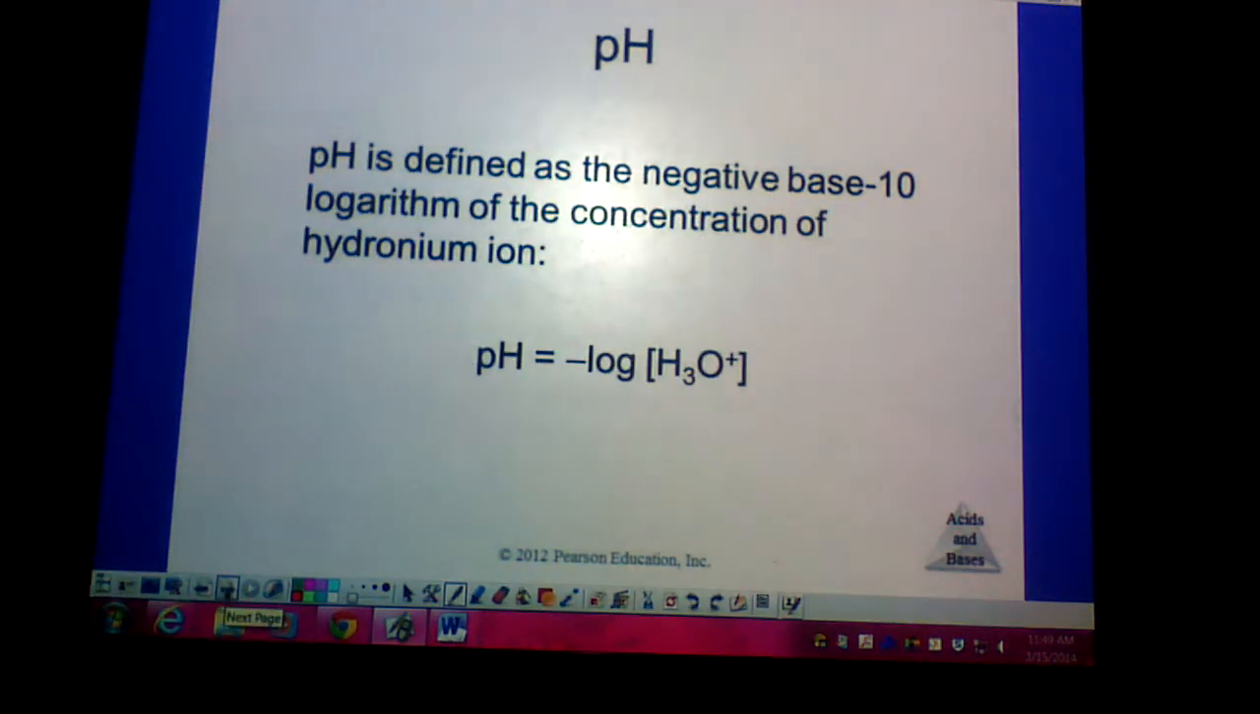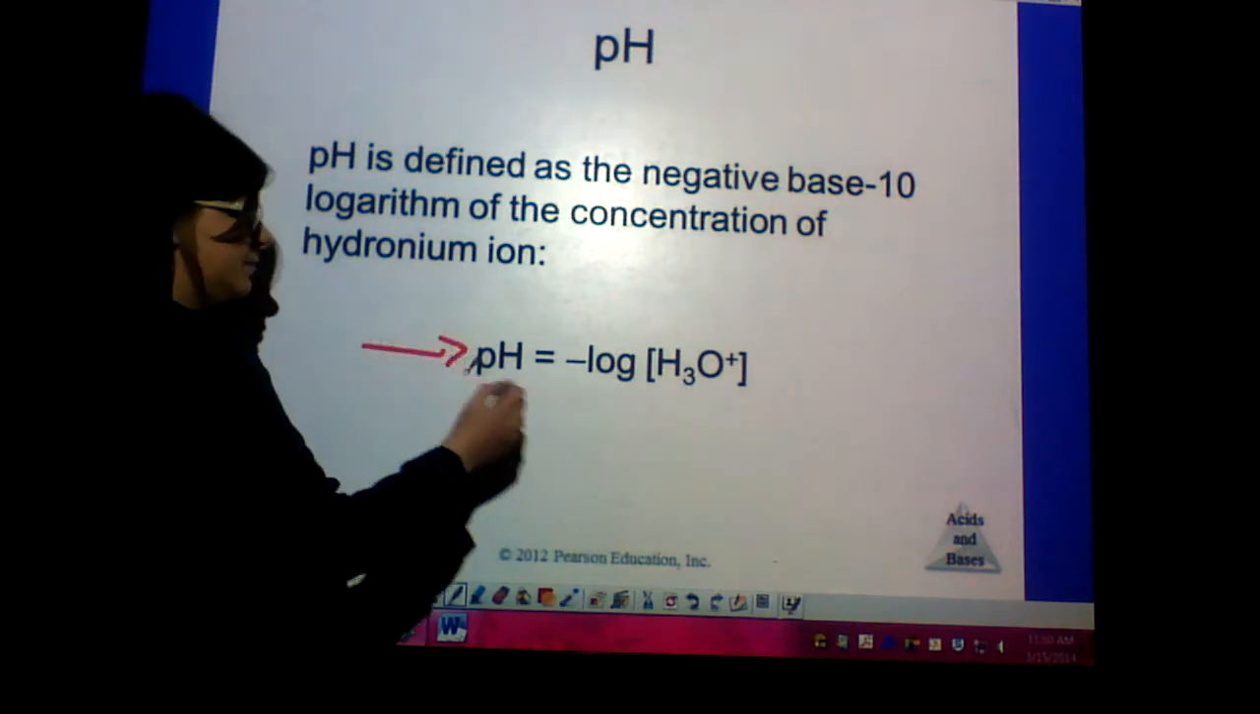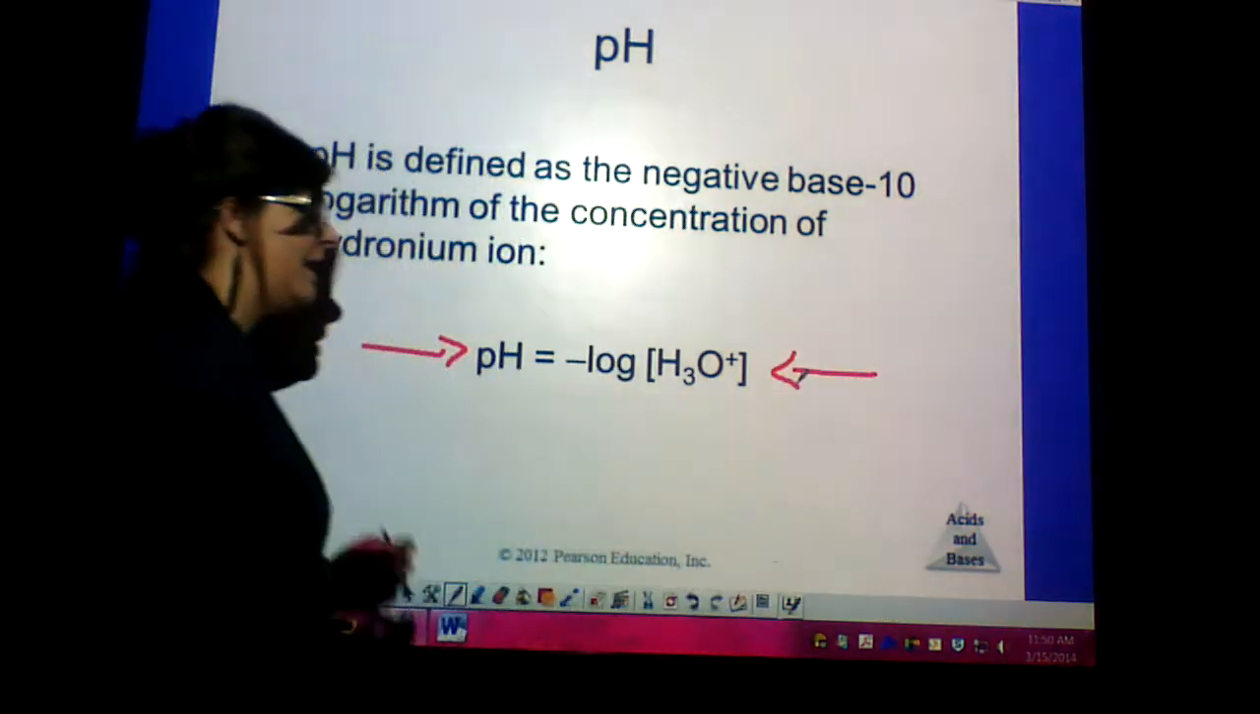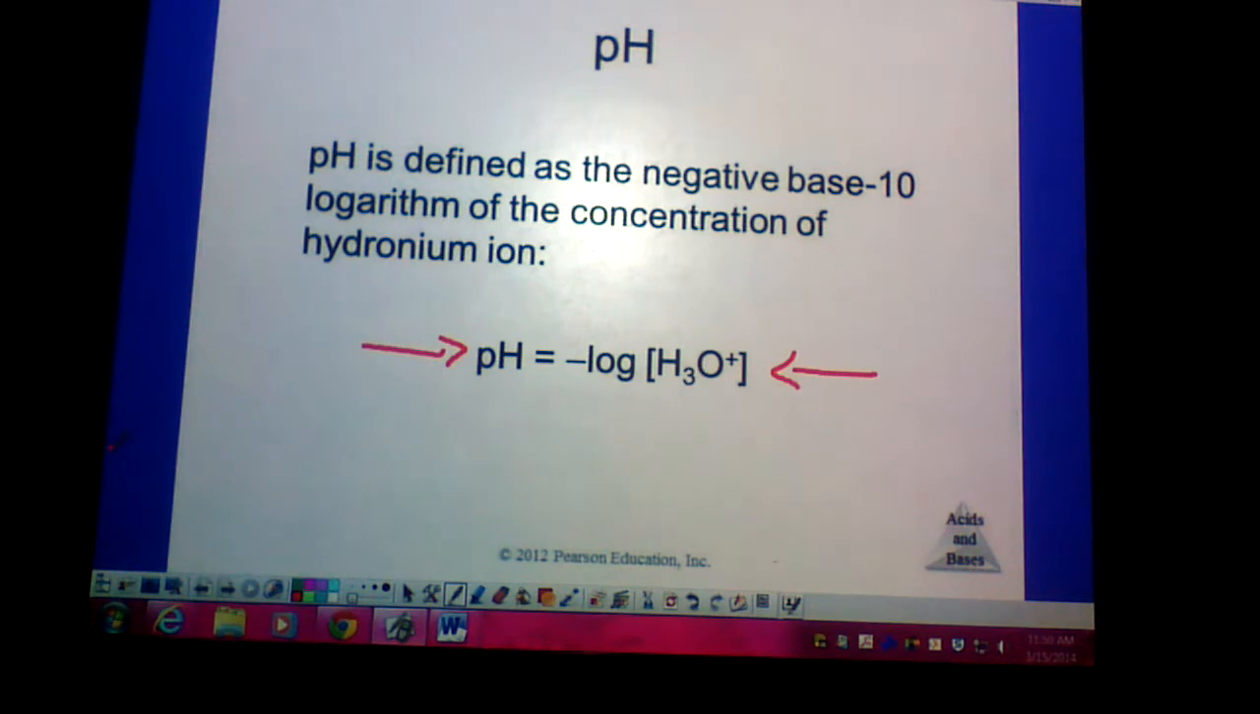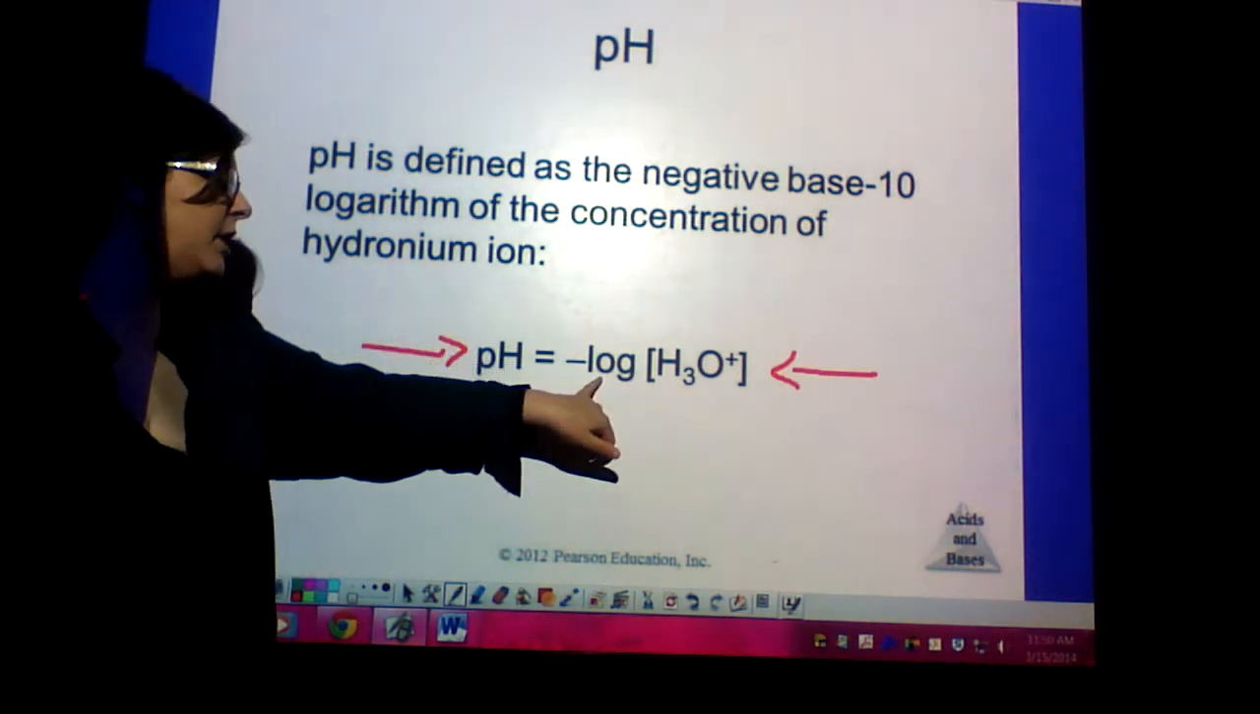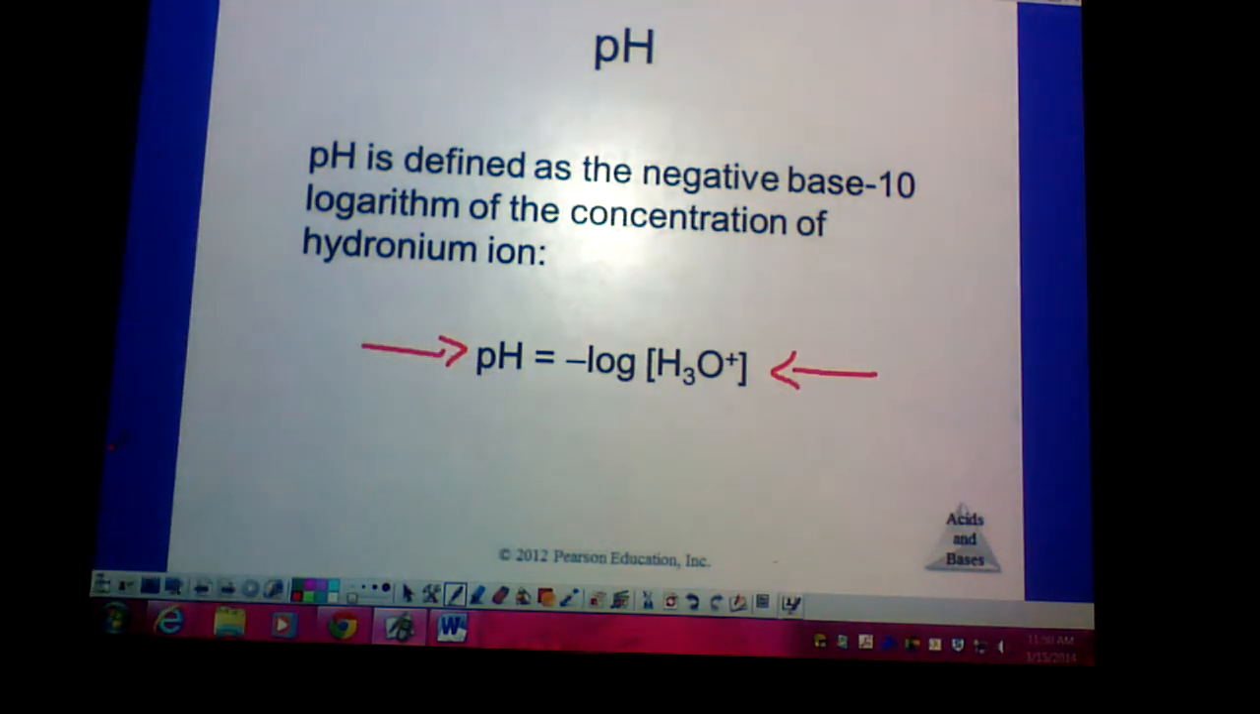Okay, pH is defined as the negative base 10 log of the concentration of the hydronium ion. This one, you're going to have to know. I'm going to take my concentration of H3O+, take the negative log of that, and I'm going to get the pH.